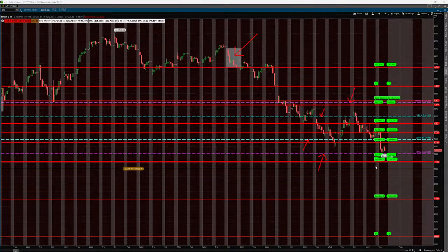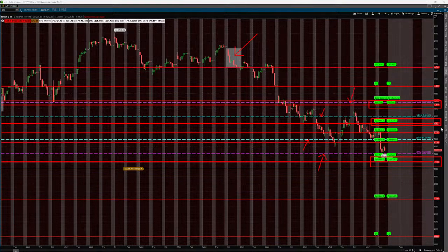First of all, 4,200 is the put wall. That's the strike with the largest net negative gamma that can be expected to act as support. And above that is the 4,300 absolute gamma strike. That's a strike with the largest absolute negative and positive gamma. Above that is the volatility trigger at 4,350.